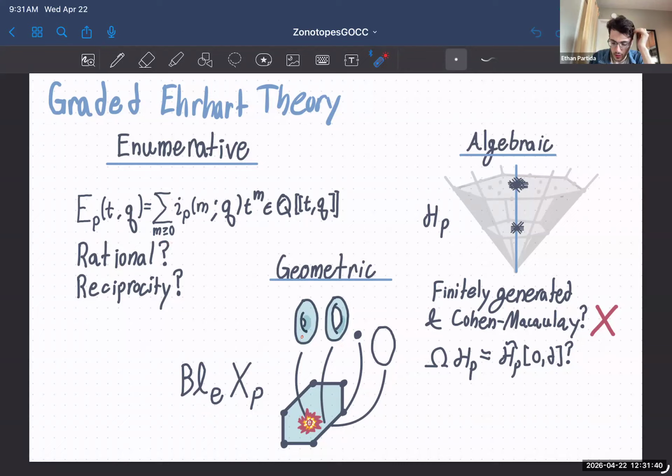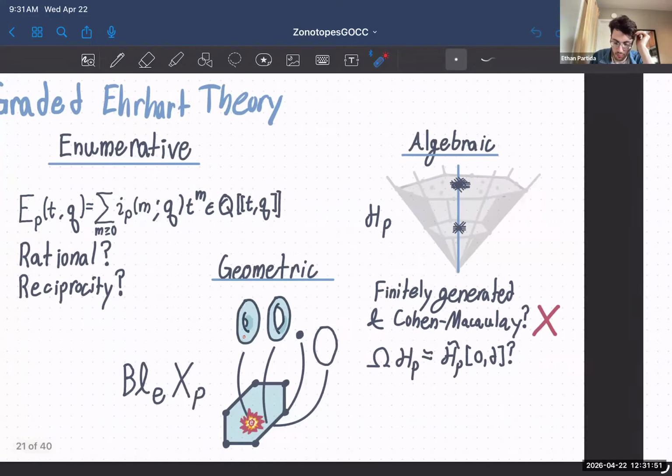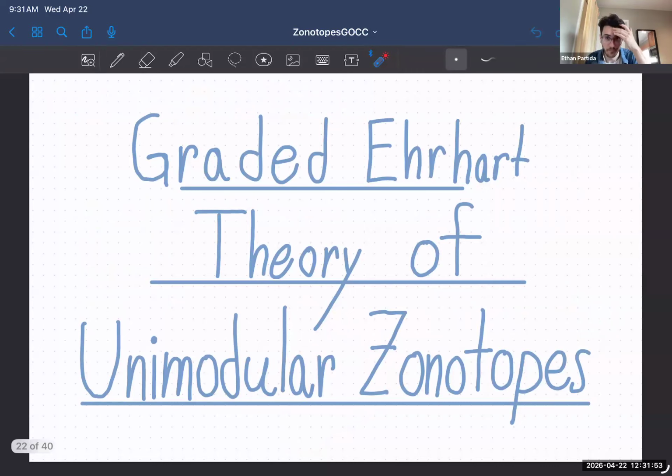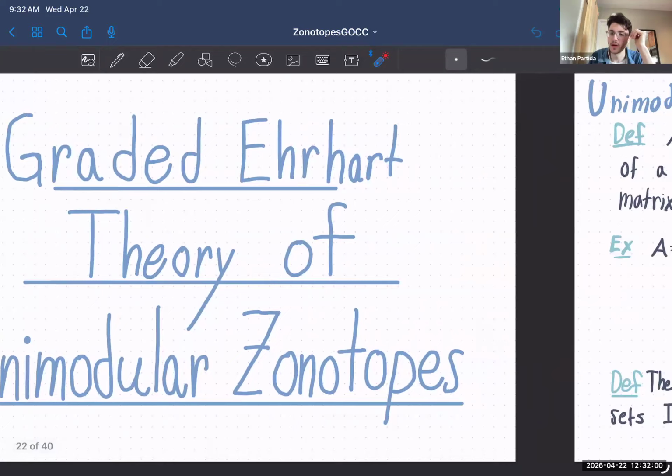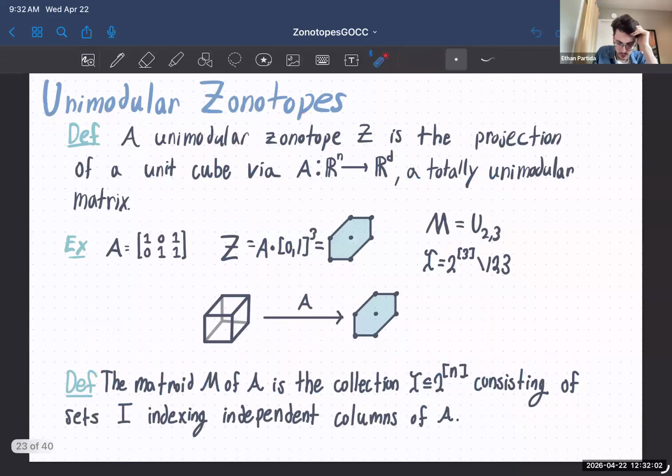Okay. And so now I want to tell you about my work where I'm studying these sorts of questions for unimodular zonotopes, which are quite structured polytopes. I should start by telling you what a unimodular zonotope is, which I will do now. A unimodular zonotope is a special kind of polytope that I denote by the letter Z.